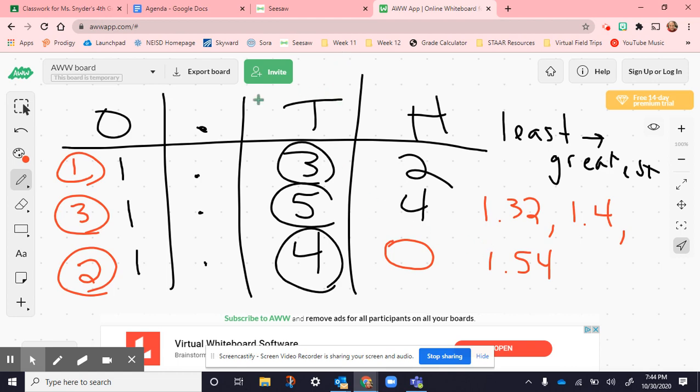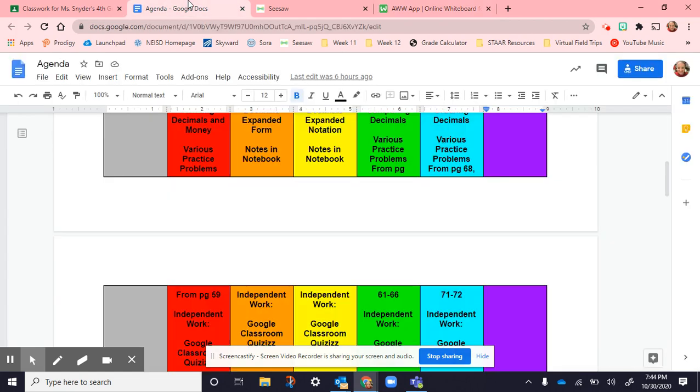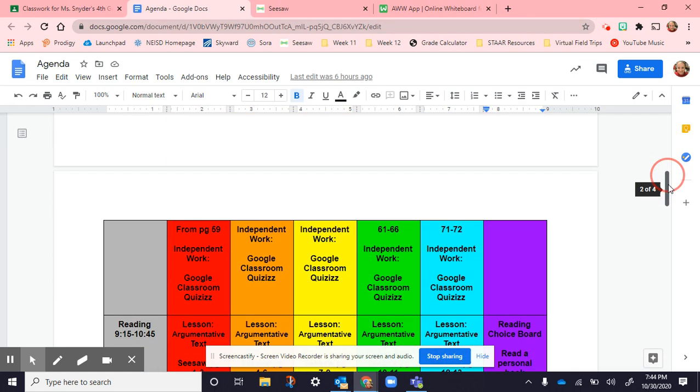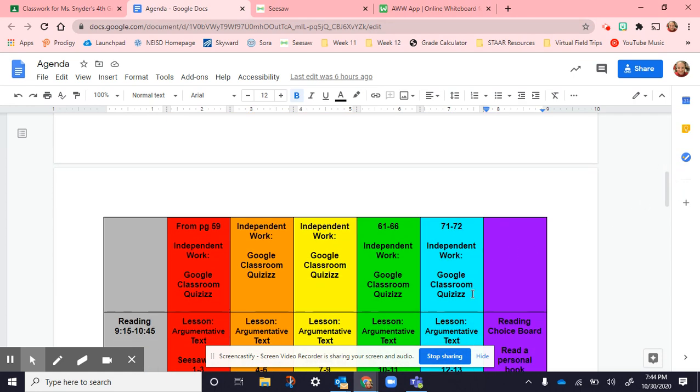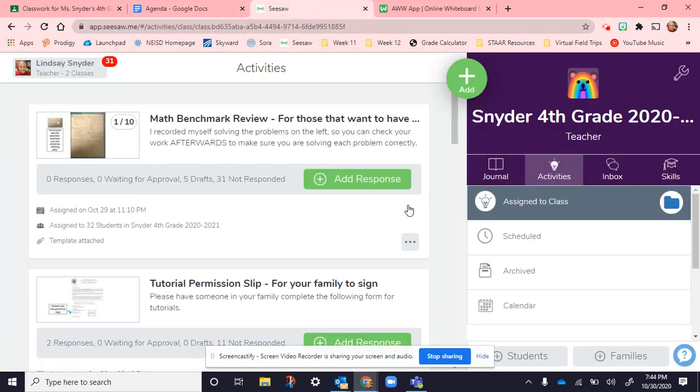And that was what we practiced. Again, those pages, you can go look at 68, 71, 72. Those can be for practice. And then in independent work, we had Google Classroom quizzes that we did. And let's see, Seesaw activities.